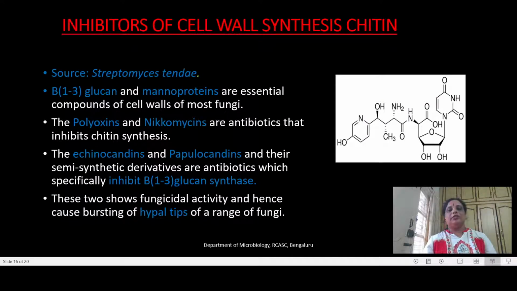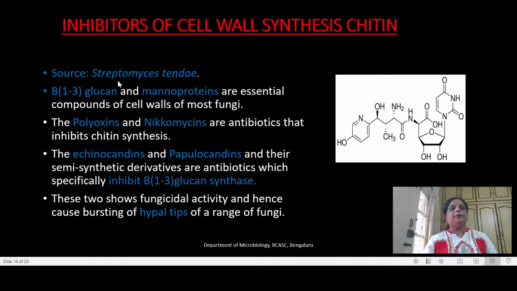There are certain fungicides which are inhibitors of cell wall synthesis, that is chitin. You know, the fungal cell wall is basically made of chitin. If the chitin synthesis itself is inhibited, there will be lysis. The cell becomes very weak and it results in the rupture or the lysis of the cell. So which are those antifungal agents which inhibit the fungal cell wall synthesis? There are certain antifungal agents, say for example polyoxin and nikkomycin. These are antifungal agents which inhibit the chitin synthesis.